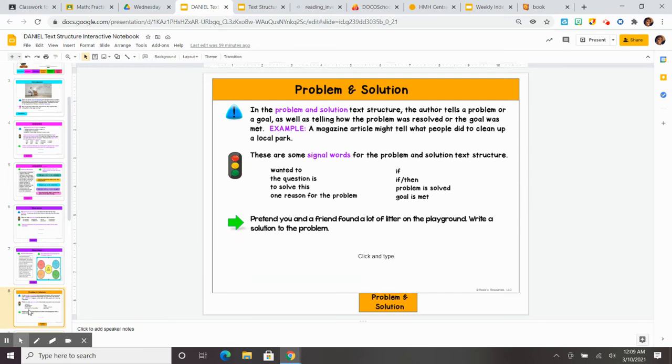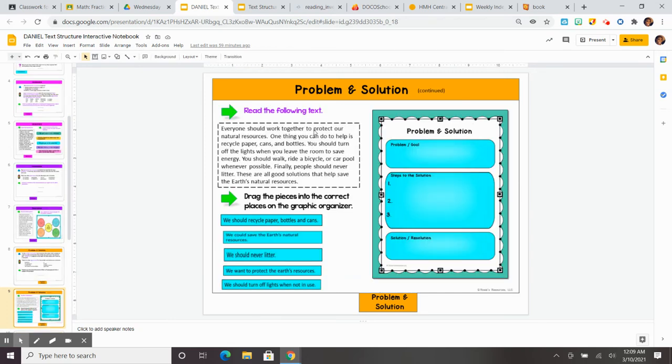All right, now we want to go to problem solution. We're going to practice this. This is read the following text. So you're reading this text right here. And it says, drag the pieces into the correct places on the graphic organizer. And on your graphic organizer, it says problem or goal. Which one of these pieces would be the problem?